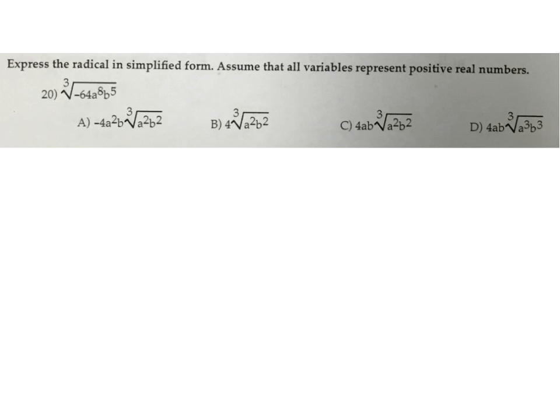Express the radical in simplified form, assuming that all variables represent positive real numbers. When you have a cube root of any number here, you're looking for factors of 3's here. So remember, if I have a to the power of 3, if I take the cube root of that, anybody know what this is equal to?